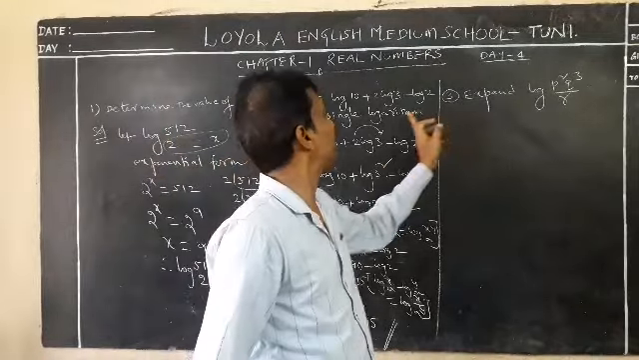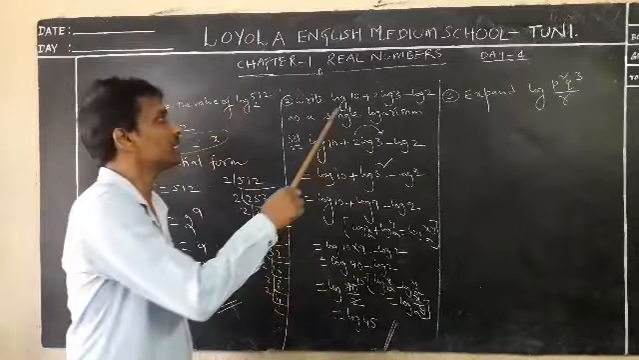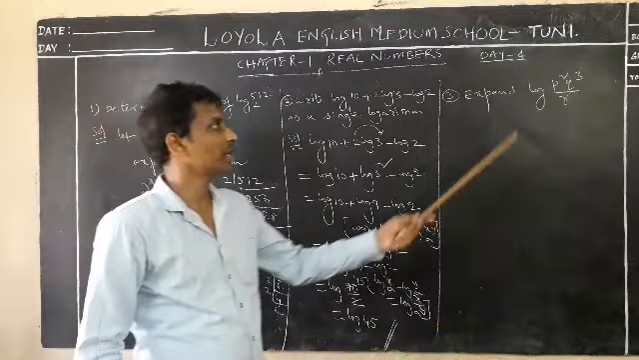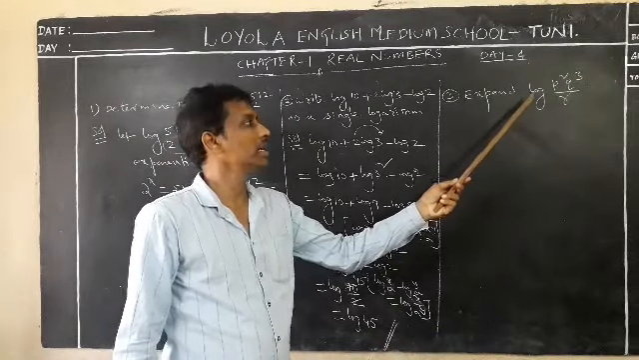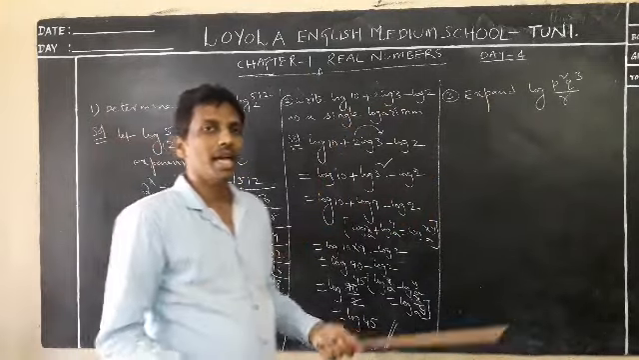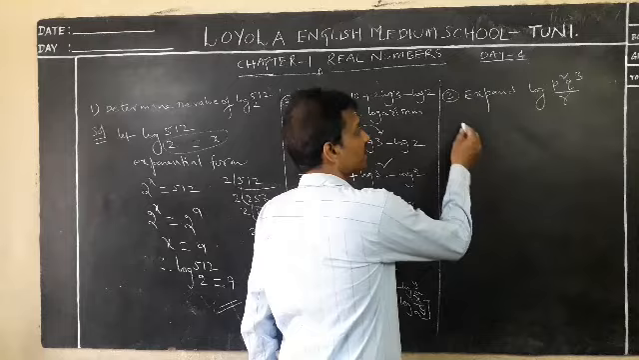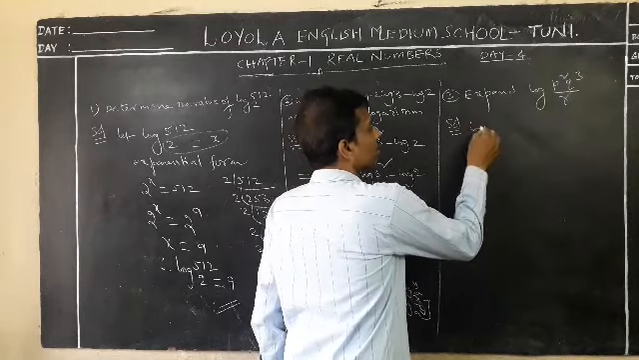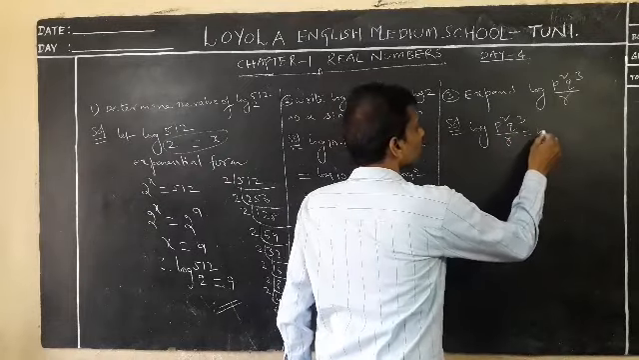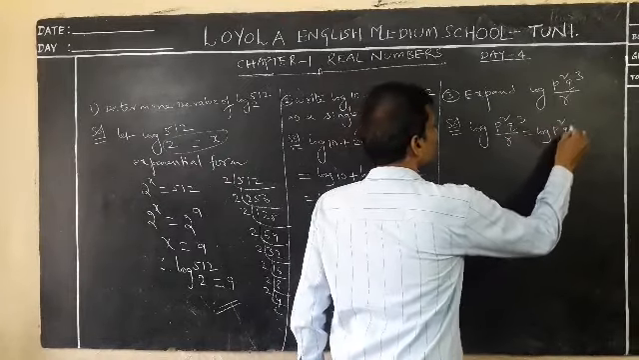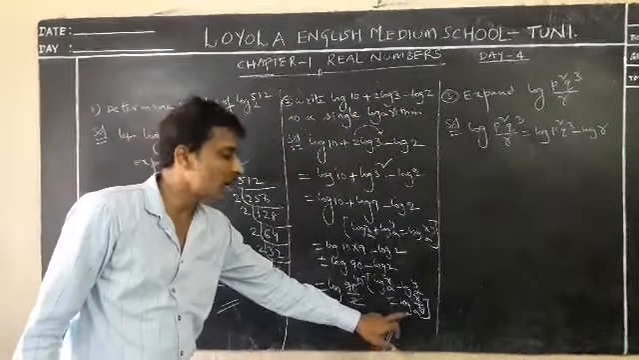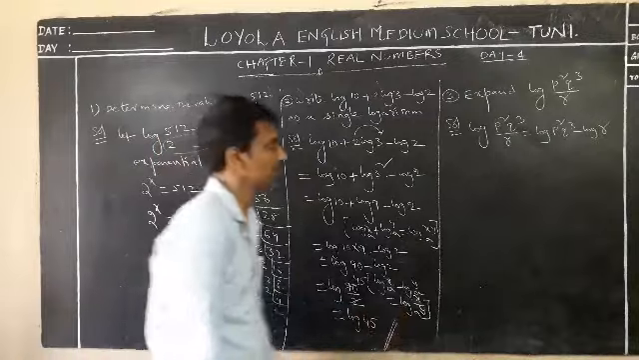But what is the variation between second sum and third sum? In second sum, expanded form is given. We are asking to write its simplified form. But in question number 3, simplified form is given. We are asking to convert it as expanded form. Let us see the solution. Log p square q cube by r is equal to, may I write log p square q cube minus log r. Why? Because of this formula only.